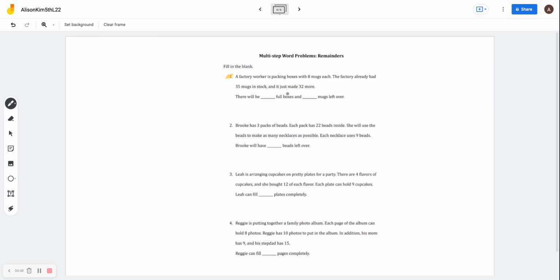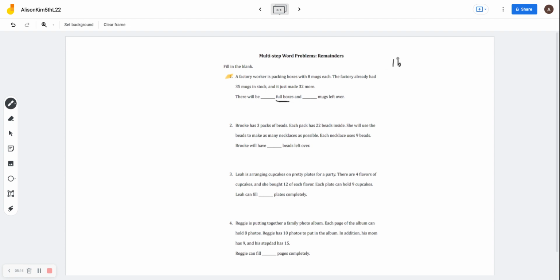Now, this one is going to be the same thing, but we may have a few remainders. So number 1 says, a factory worker is packing boxes with 8 mugs each. The factory already had 35 mugs in stock, and it just made 32 more. So we're trying to find out the number of full boxes, full, that's the key word, and the number of mugs left over. So we know that each box can handle 8 mugs.